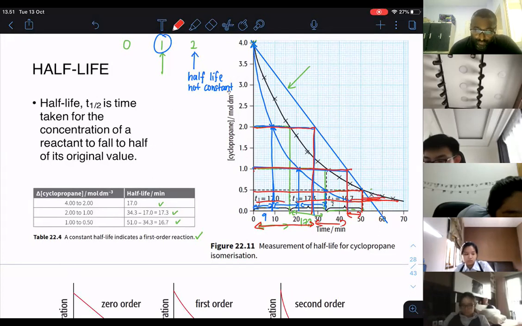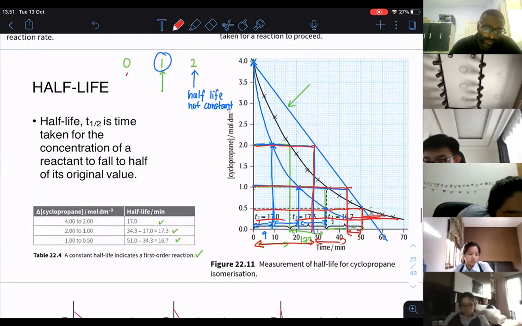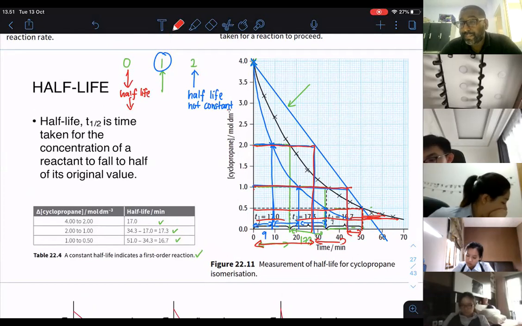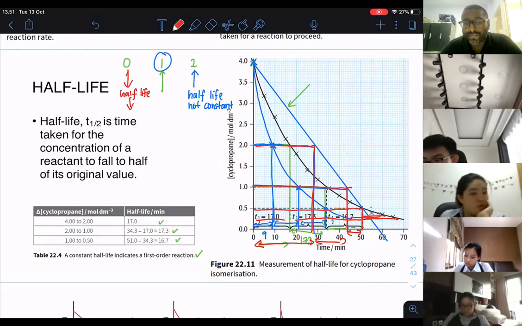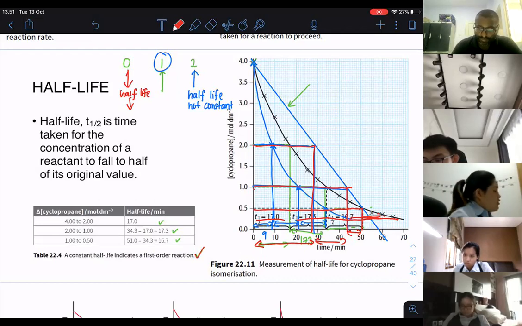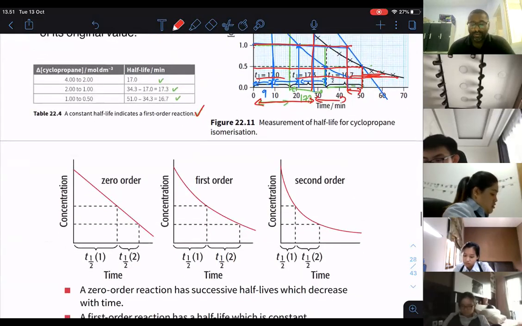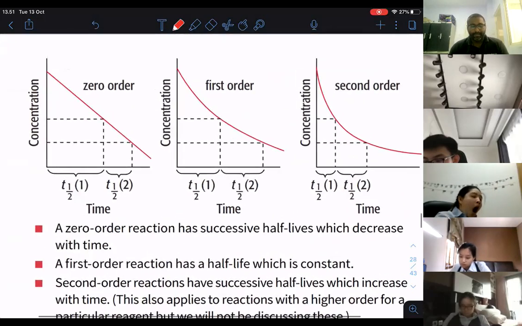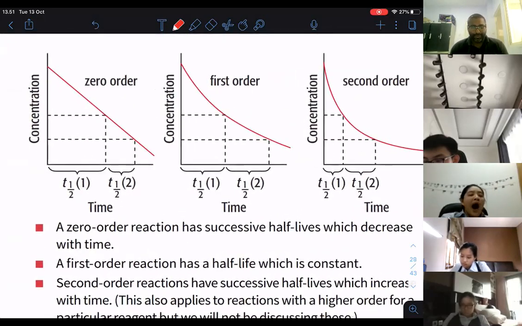What you can notice over here is for zero order, your half-life is going to decrease. You can see from the data itself. So the half-life is constant only if it is a first order reaction. Please take note of this. So in summary, if you look over here, this is what I showed you just now.